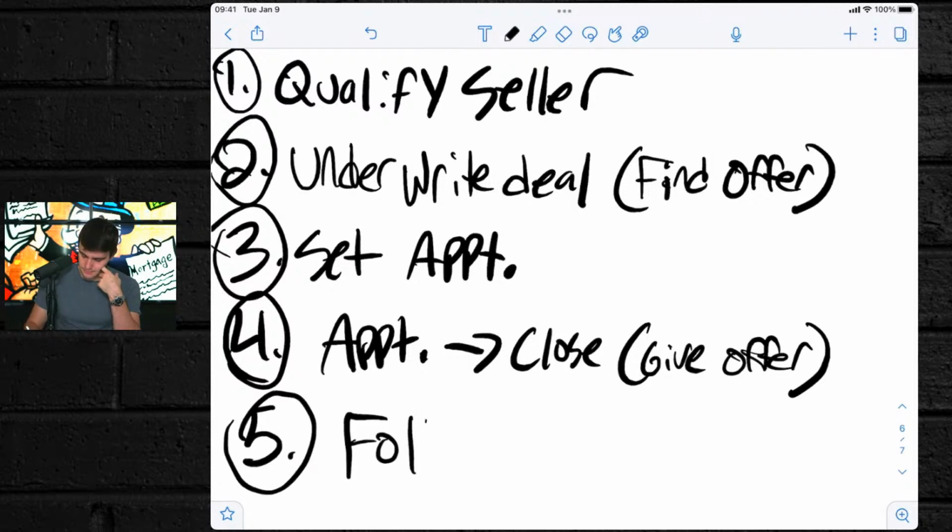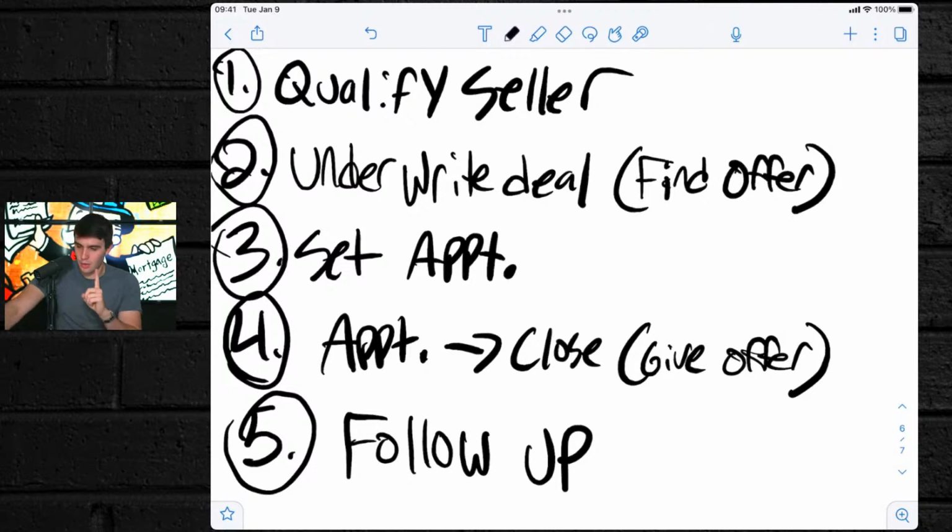Follow up. So let's break this down really quick, okay? I want everyone to understand this process, all right? So when we're doing this, we're going to qualify the seller. We're going to see how much the property is worth. Number 3, we're going to set the appointment.